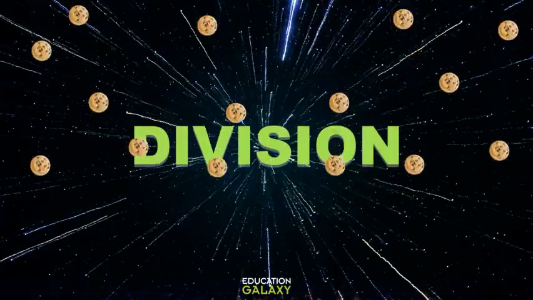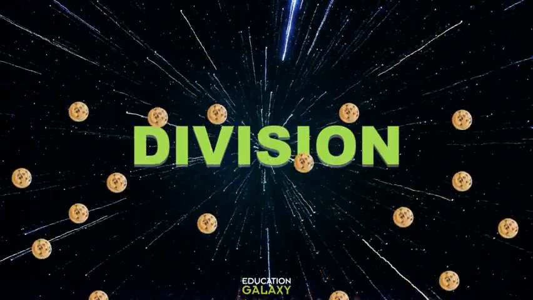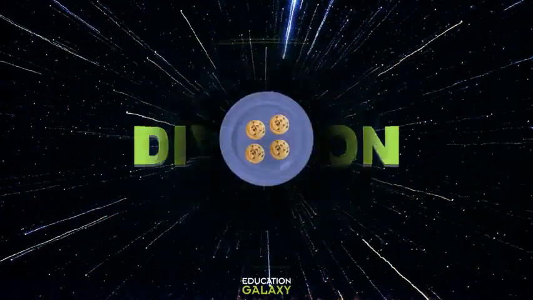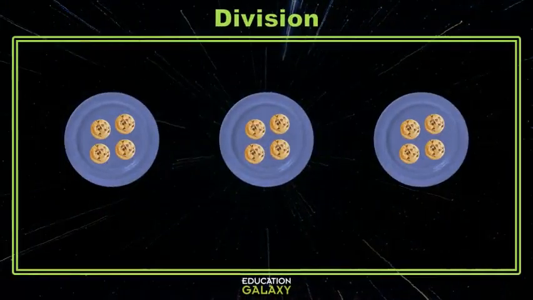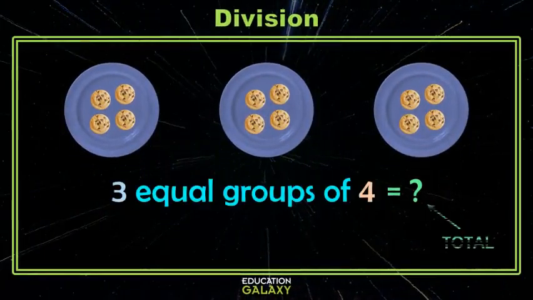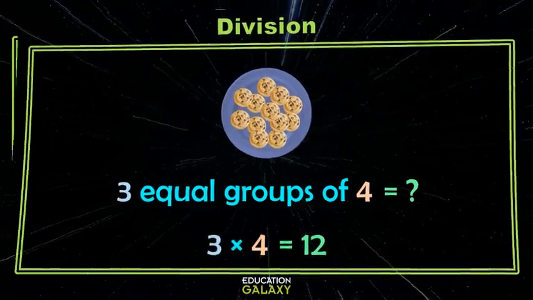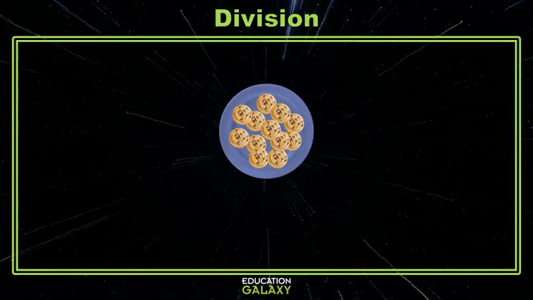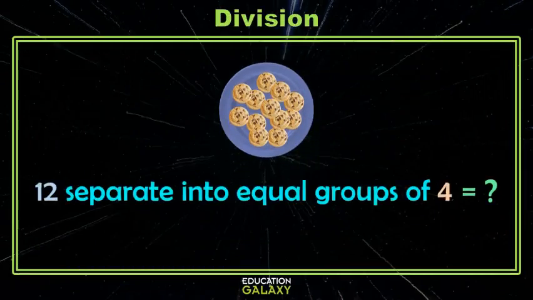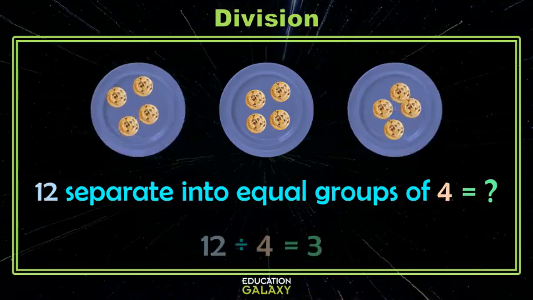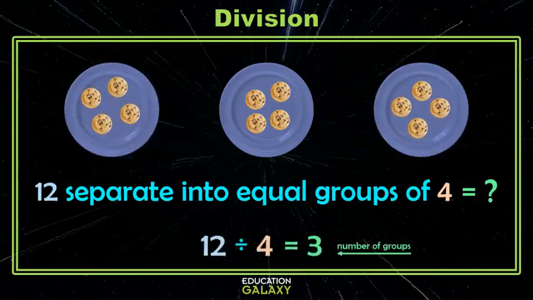Hey everyone, today we're practicing division. But first I'll remind you that when we had equal groups and we wanted to know a total, we could use multiplication to find that total. Then we learned that if we started with a total and we wanted to separate that into groups of equal size, we could use division, and that would tell us how many groups we had.